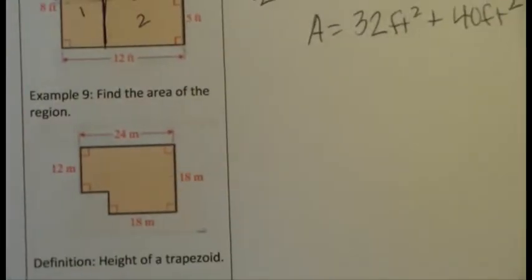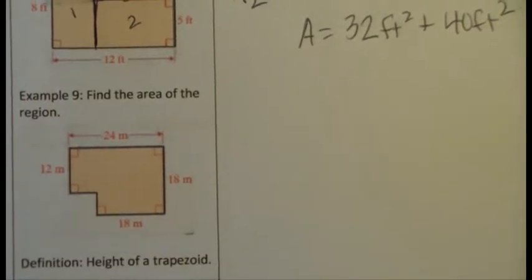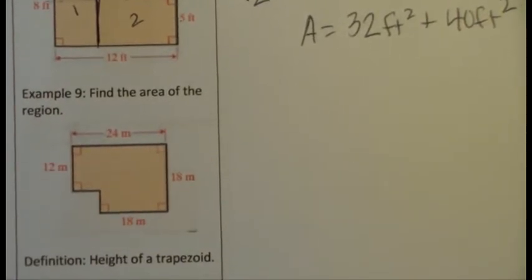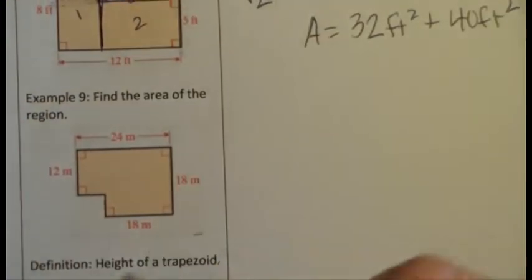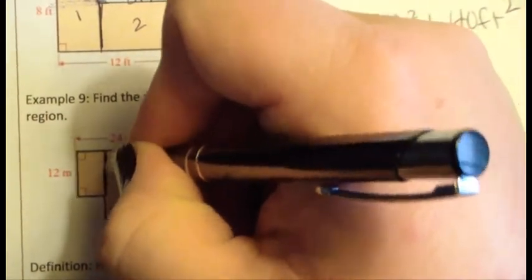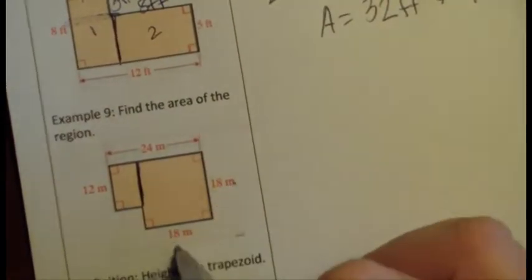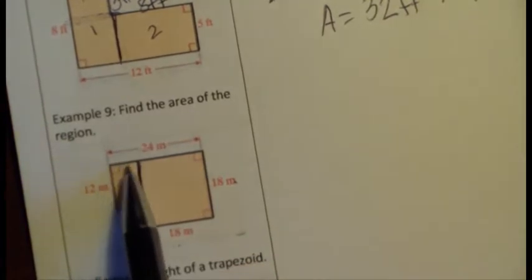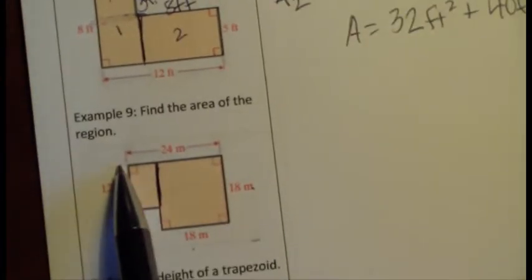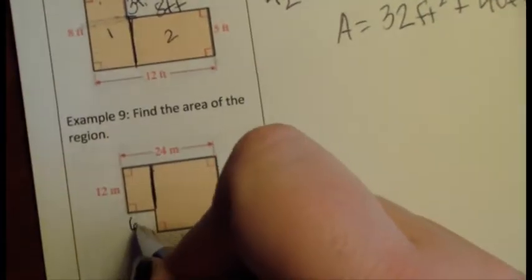All right, example 9. Find the area of the region. Again, it doesn't matter which way we draw our rectangles. I'm going to drop my line this way. All right. So we got a square, 18 meters, 18 meters. We know this whole length here is 24 meters. So this part, let's see, 24 minus 18 is 6. So that's 6 meters.